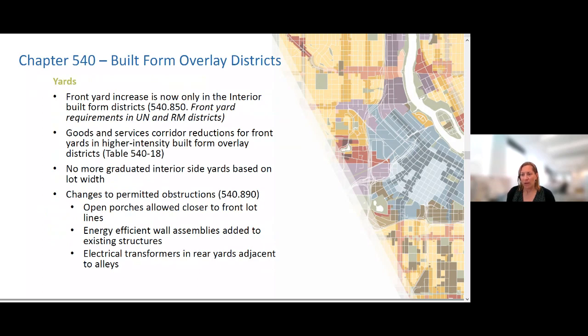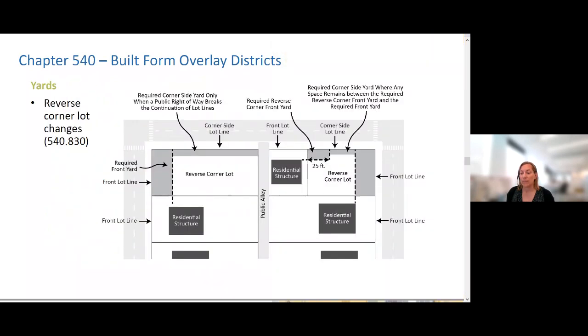And some other changes were made to permitted obstructions in required yards. We have a few highlighted here. Open porches are allowed to be a little closer to the front lot lines than before. For existing structures, energy efficient wall assemblies, adding insulation to a structure is now permitted. In rear yards that are adjacent to alleys, an electrical transformer is also something that's now allowed. Next slide, please.